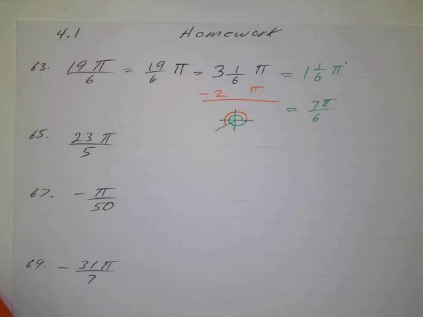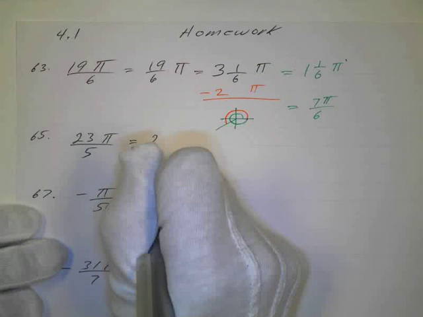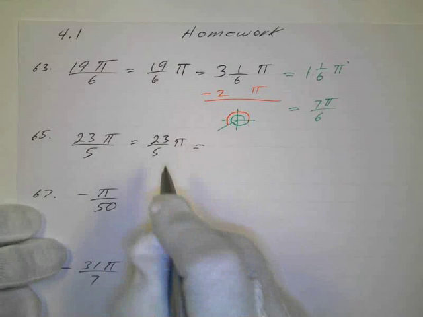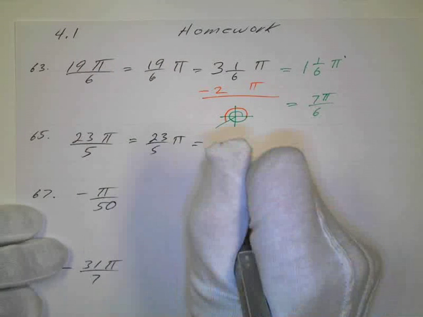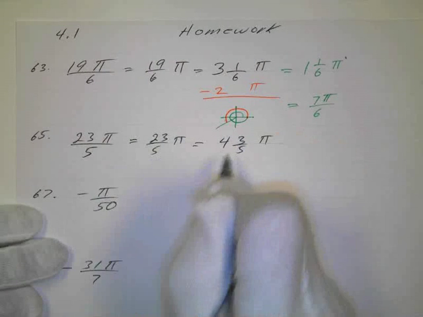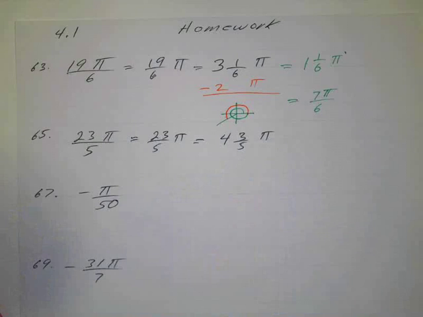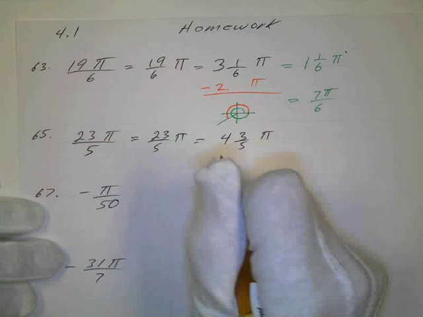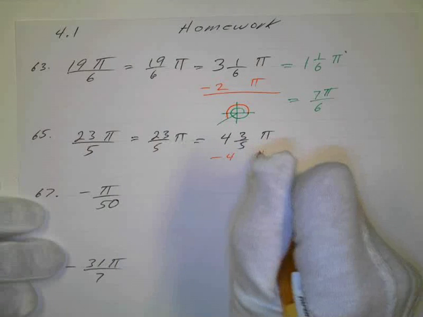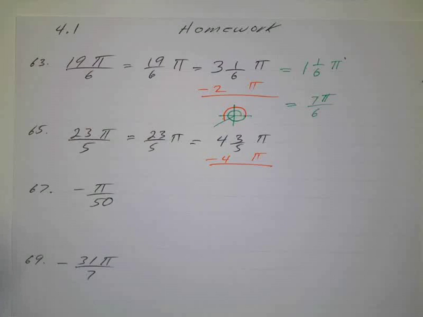So 65 I can do the same way. I can think of this as being 23 over 5 pi. And 5 goes into 23 4 times, so that's going to be 4 and 3 over 5 pi. That's the same thing. 23/5 is 4 and 3/5. All right? And then I know that all the way around the circle will be 2 pi, so I'm going to subtract 2 of those. 2 pi and 2 pi is 4 pi. That's minus 4 pi, and that's going to go all around the circle, and that's going to leave me with what? 3/5 pi.